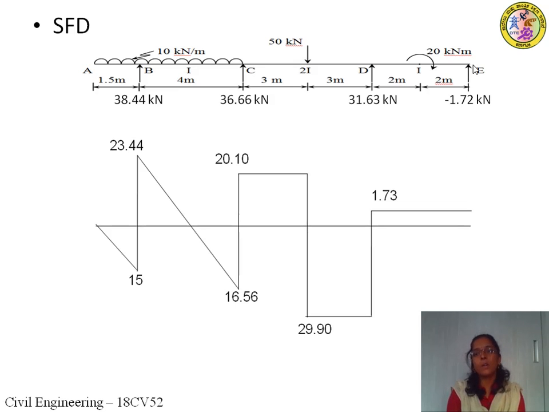Then shear force to the right of E, we have minus 1.72. So 1.73 minus 1.72 will be equal to 0. Okay, so this is the shear force diagram. Shear forces above the baseline are positive and shear forces below the baseline are negative. Okay, so this is the shear force diagram.